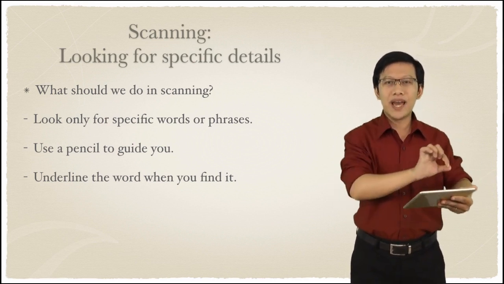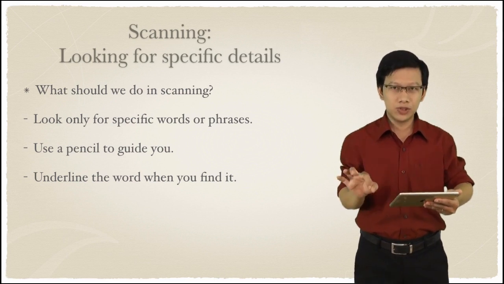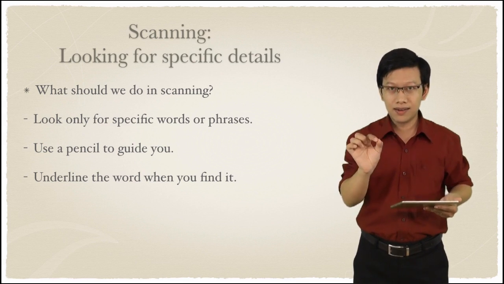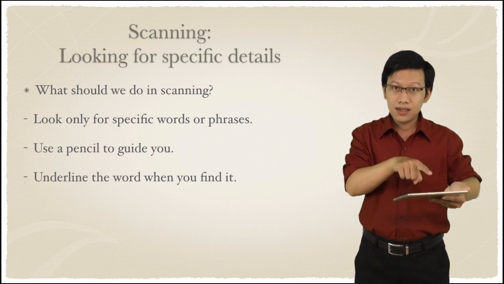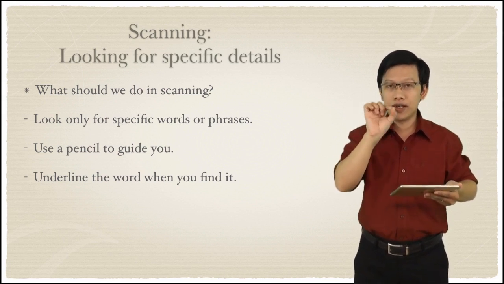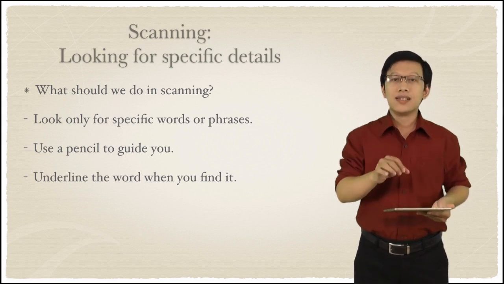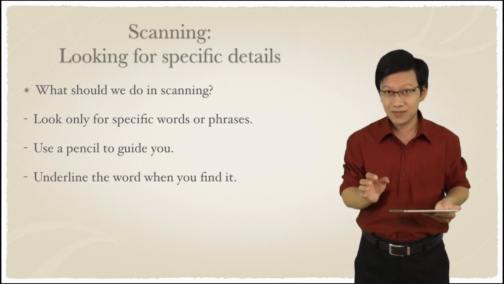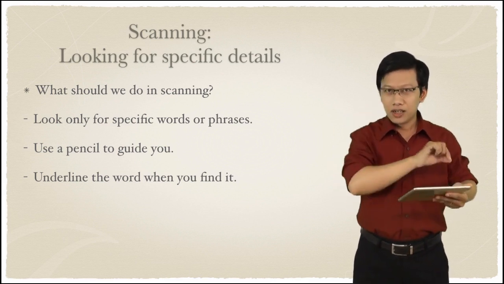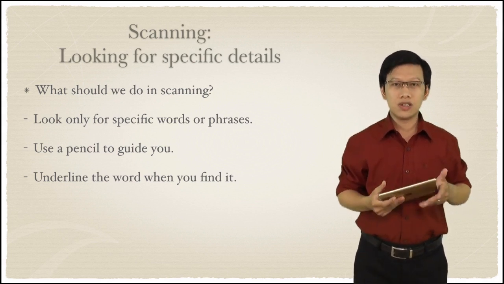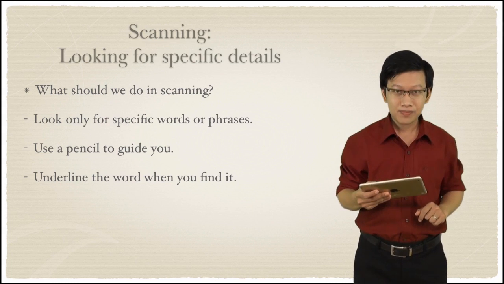Second, use a pencil or a pen to guide you, because it will be easier for you to follow the text if you have a guide. The pencil is like a finger, right? You're pointing your finger on the text, it will be easier for you to follow the text. And once you have found the information, the third thing to do is to underline the key terms, to underline the answer. That's it. So focus, guide, and underline. Those are the three important things that we need to do while we are scanning a piece of text.